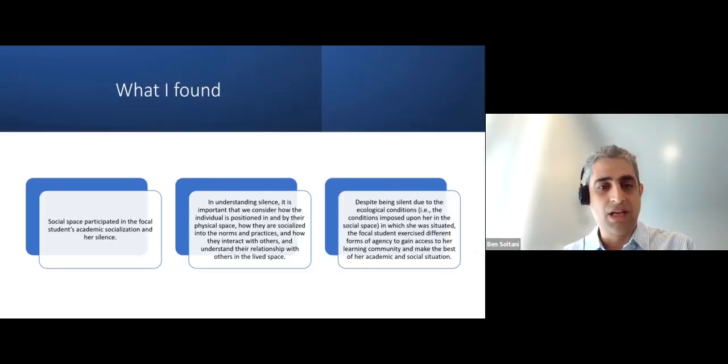So what was found in the study? Indeed, social space, which consists of the physical, a space of tangible things, the conceived space, a space of norms, and the lived space, the space of people and interactions, participate in the silence of students in the classroom. So it's not just that this person is inherently silent. Despite being silent due to ecological conditions which were imposed upon her in the classroom and in the social space, she exercised different forms of agency to gain access to her community and make the best of her academic and social situation. She used silence as a space to learn more, become more familiar with the norms, and try to interact with others in a safer environment. Indeed, this space was a space for her to construct and enact her identities.